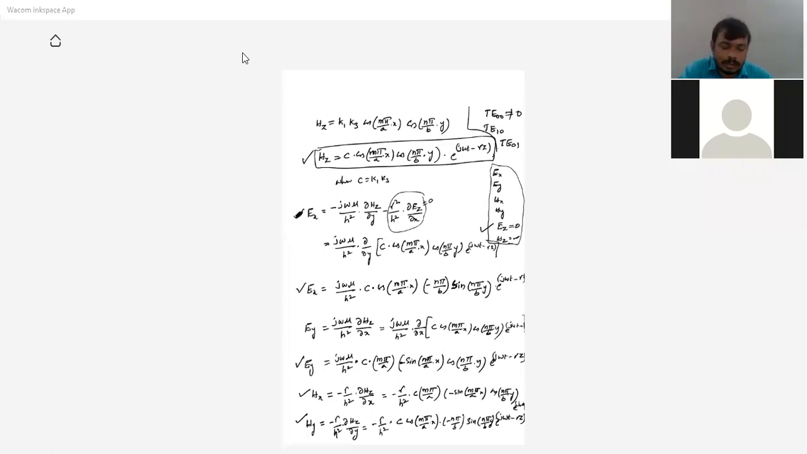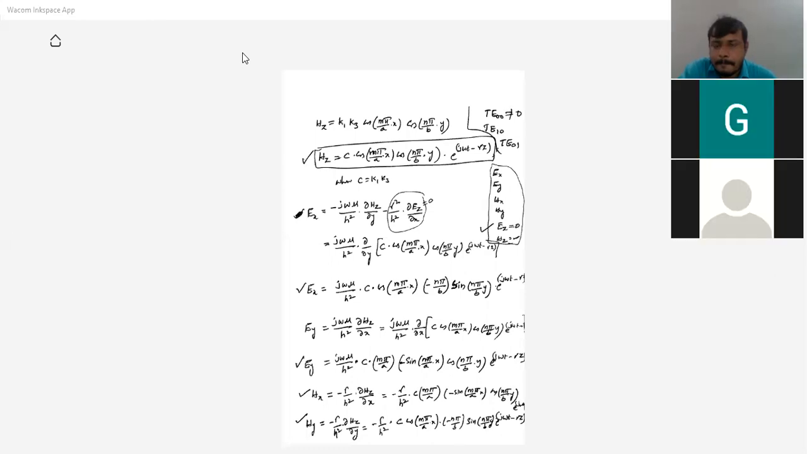Okay. Otherwise, I go for the next page. Explain here. Is it clear up to this point? M3. Yes, sir. So go for the next page.